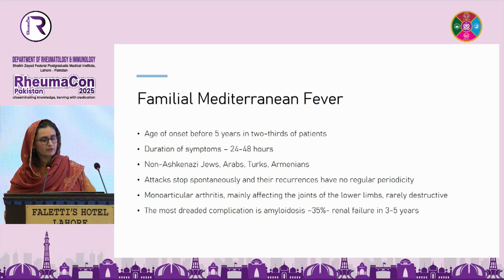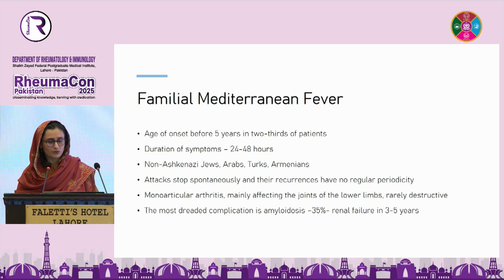So if we talk about familial Mediterranean fever, usually it occurs before 5 years of age. Duration of symptoms is up to 72 hours only. Usually it's 24 to 48 hours. And after that, even if you don't give any treatment to the patient, the symptoms tend to settle down on their own.